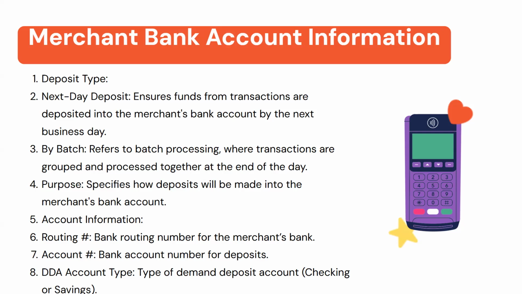We also have the account information like the routing number, which is the bank routing number for the merchant's bank. We also have the account number or the bank account number for deposits and the DDA account type. This is the type of demand deposit account or the checking or savings.